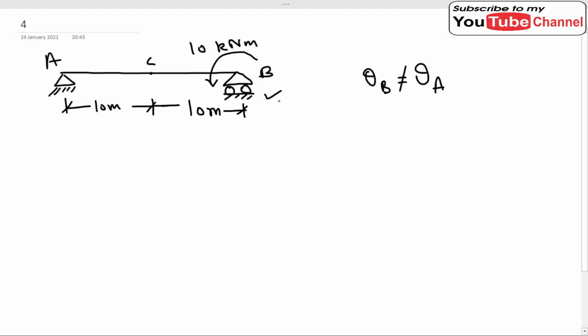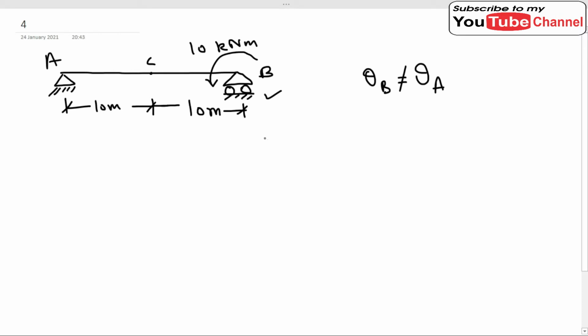Now as I have said in my previous videos, the moment area method is a semi-graphical method. So in any question we have to draw the bending moment diagram, or you can say the M by EI diagram, for the given beam. For drawing the bending moment diagram, first we should find the reactions at A and B.